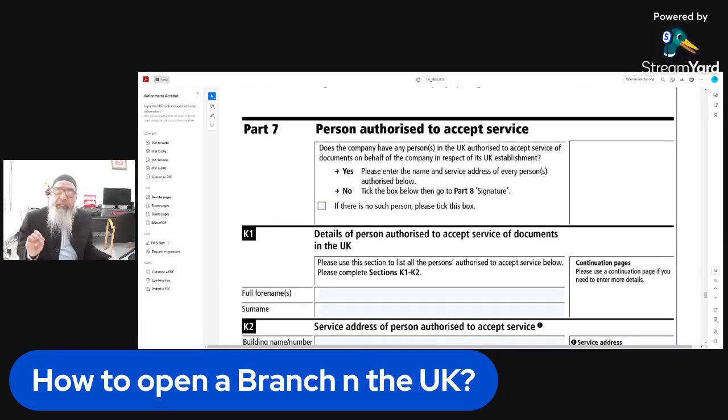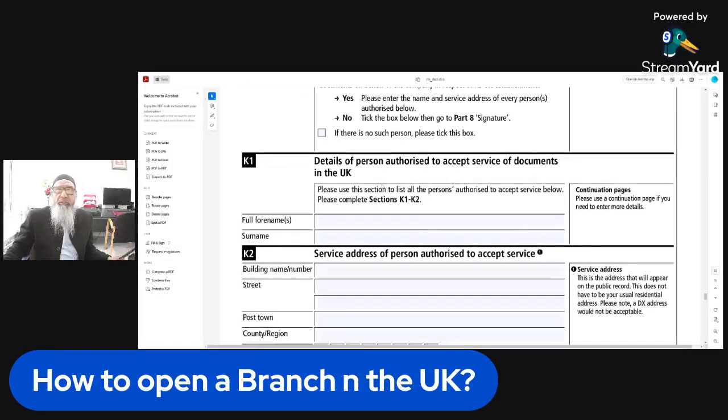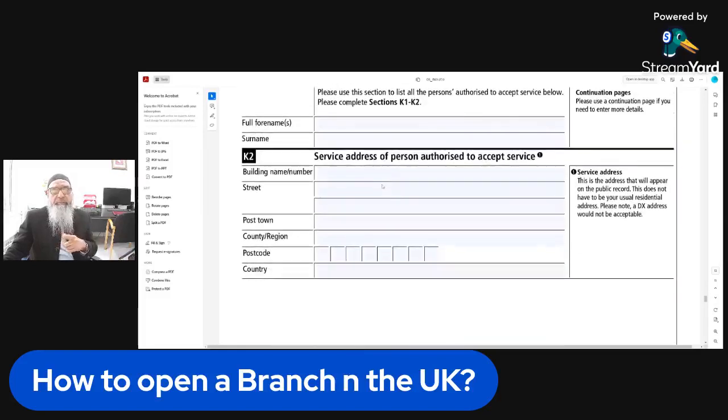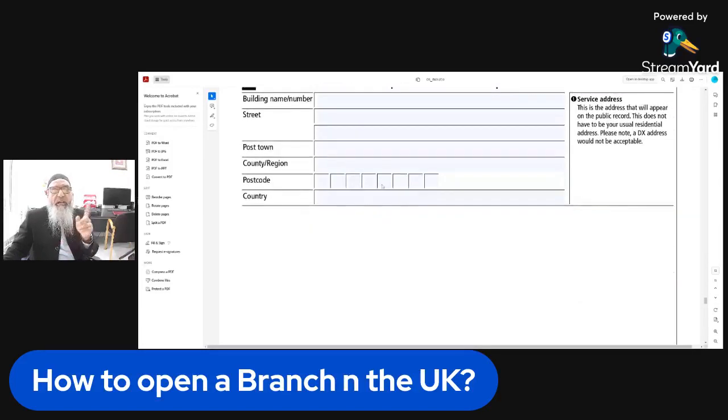Then part 7 is person authorized to accept service. Does the company have any person in the UK authorized to accept service of documents on behalf of the company in respect of its UK establishment? So we are supposed to give their details. K1 talks about details of the person authorized to accept service of documents in the UK: their full name, surname, their service address, street, postcode, all those details.